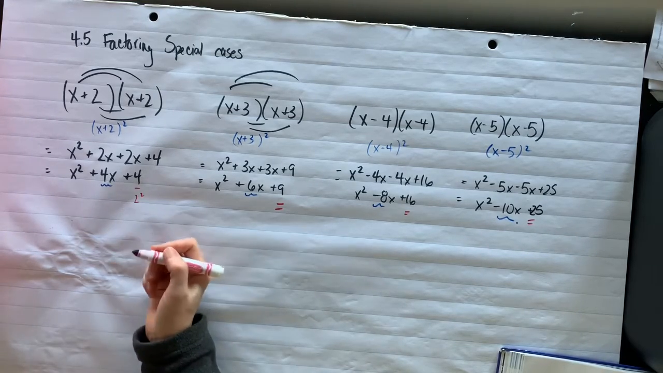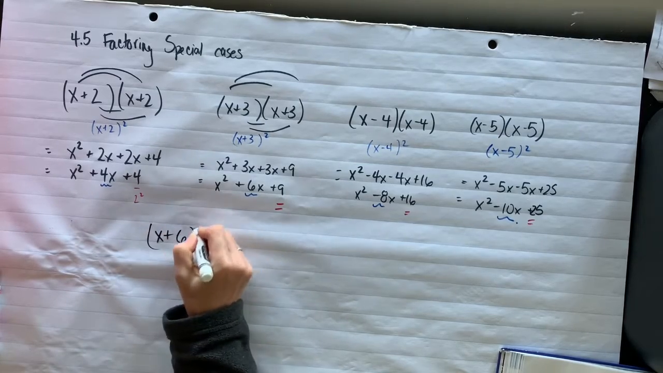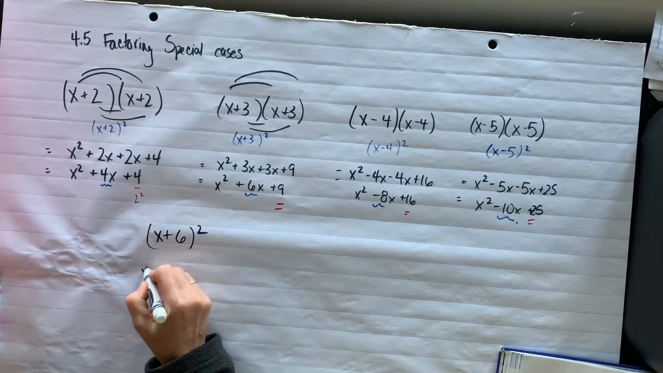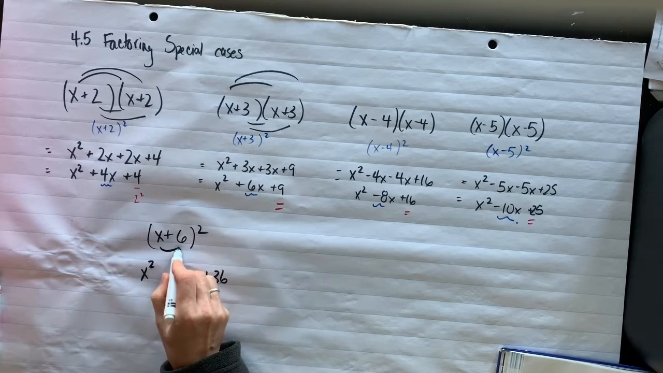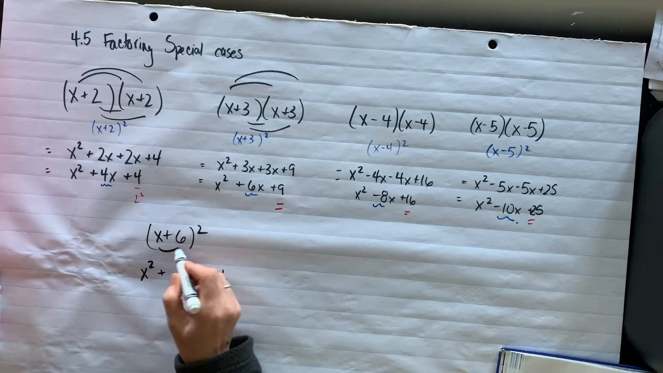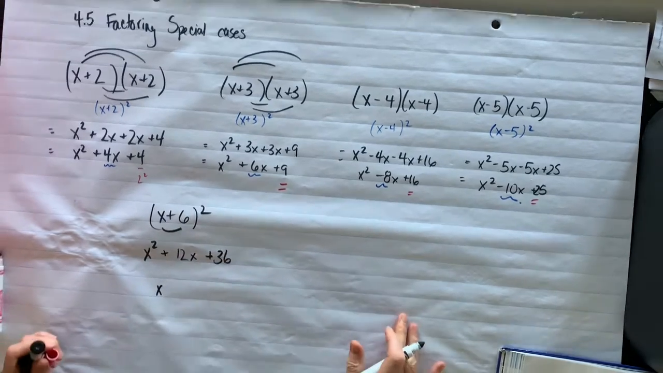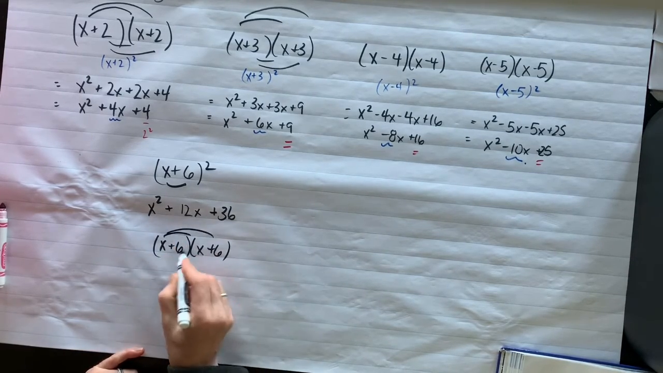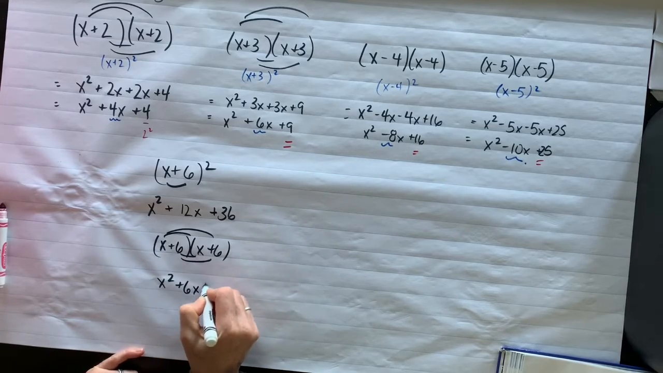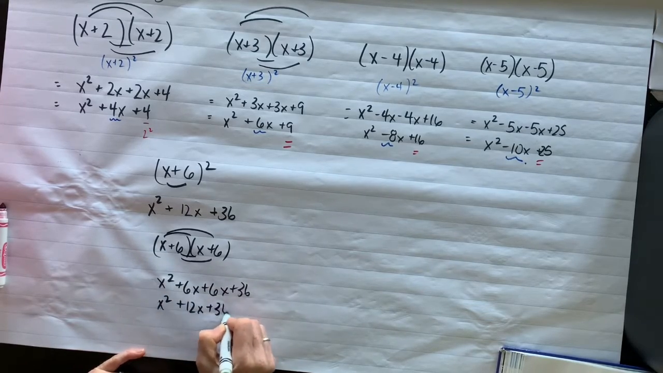So now let's say I give you x plus 6 squared. You should almost be able to predict that it's going to be the first term squared, the last term squared, and 2 times the middle term. So 6 times x is 6x, so that should be 12x. Let's just check and see if that's right. I have x plus 6 times x plus 6. If I use FOIL, that equals x squared plus 6x plus 6x plus 36, which does in fact equal x squared plus 12x plus 36.